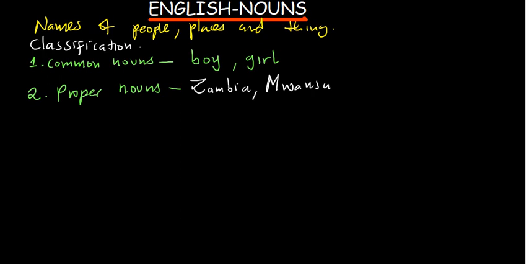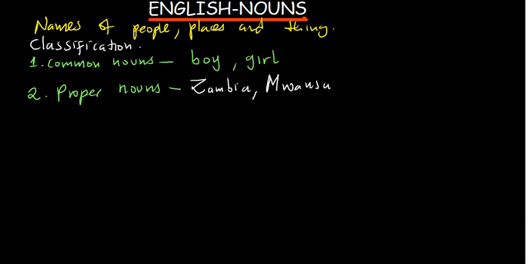So if you are writing a sentence, you begin Mwanza with a small letter, then that is wrong. You begin Zambia with a small letter, that is wrong. You begin elephant with a small letter, that is going to be wrong also. So you need to make sure that you use a capital letter for proper nouns.